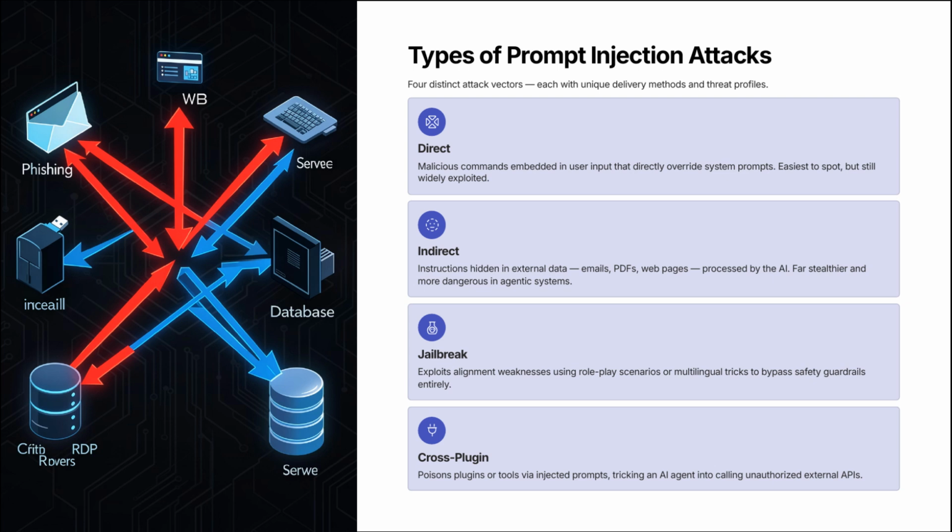Attackers use techniques like roleplay, reframing, or even multilingual prompts to push the model into ignoring restrictions and producing prohibited behavior. Cross-Plugin injection targets the tools around the model. Instead of only manipulating the AI text output, the attacker tries to influence plugin or tool usage, causing the agent to make unauthorized API calls or take actions it should never perform. The key idea is that these attacks are not all the same. They vary in visibility, delivery method, and impact, which means defending against them requires more than a single control.